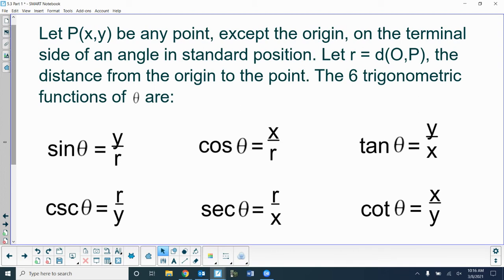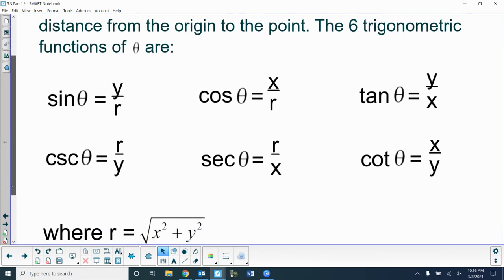Tangent is still opposite over adjacent. The y value will be the opposite side, and the x value is the adjacent side. And then cosecant, secant, and cotangent, again, are just the reciprocals, just like last week. And again, the way we find the hypotenuse is just like we did last week. We still do a squared plus b squared equals c squared. Well, a is the x, and b is the y, and r is the c. So it's the same stuff. It's just they're using different letters to do that.